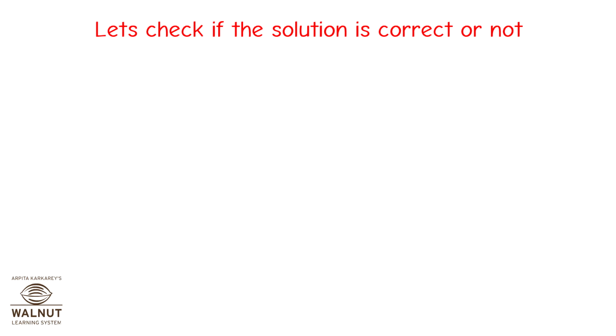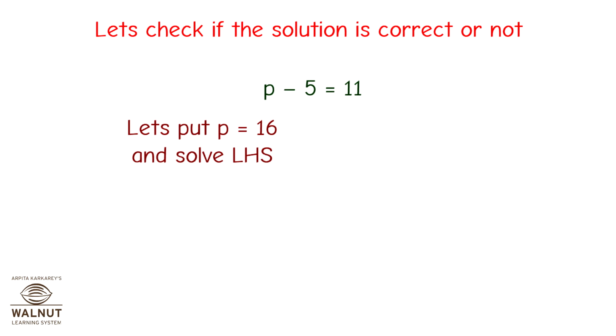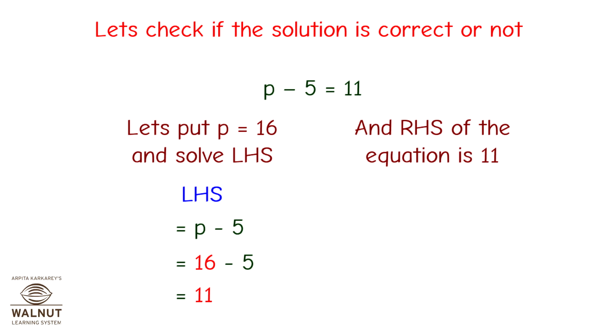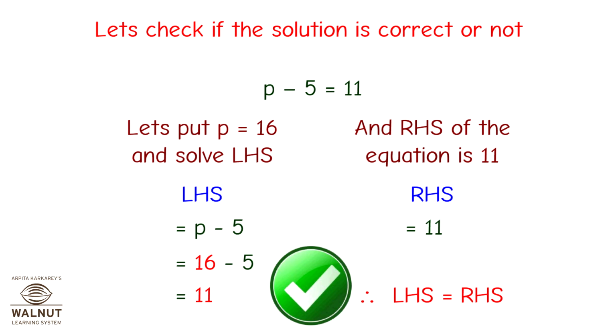Let's check if the solution is correct or not. P minus 5 is equal to 11. Let's put P is equal to 16 and solve LHS. LHS is equal to P minus 5 is equal to 16 minus 5 is equal to 11. And RHS of the equation is 11. Therefore, LHS is equal to RHS. Hence, the answer that we have found out is correct.